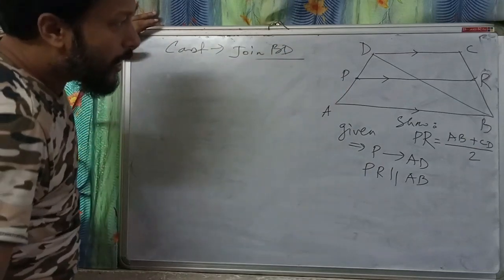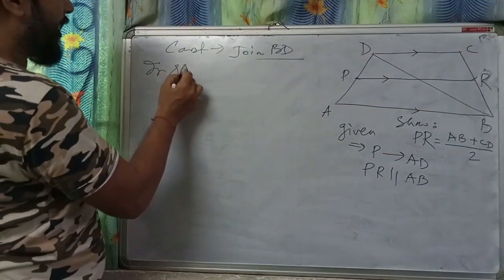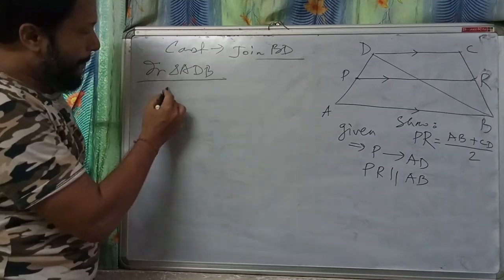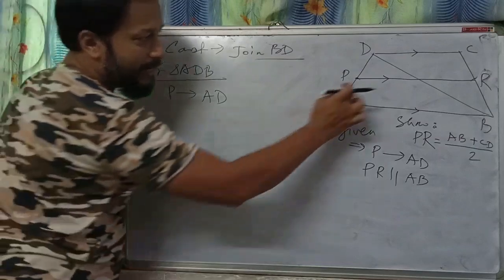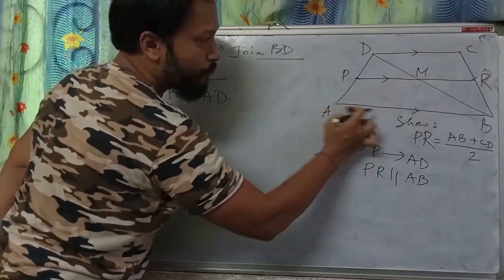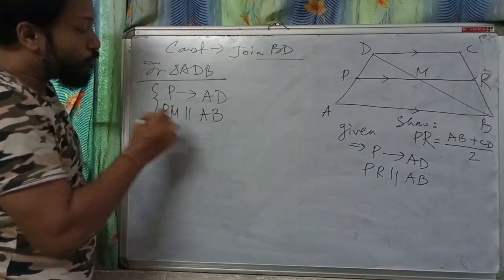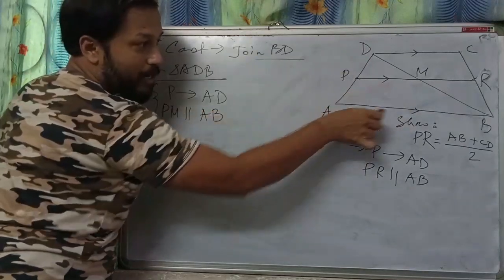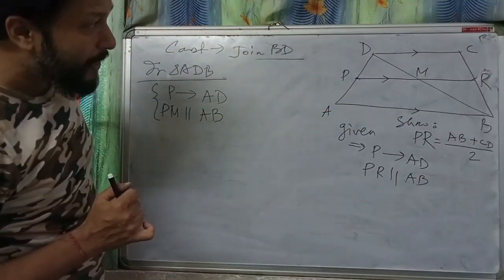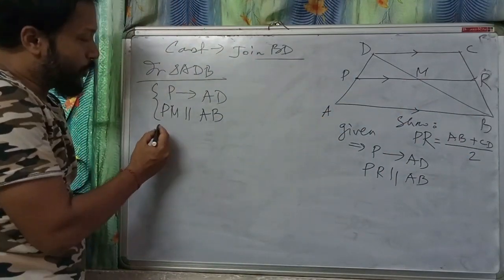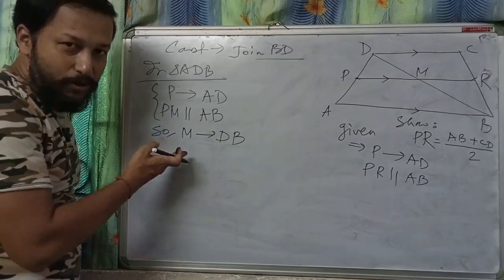Okay, BD we are joining. Now see this triangle, triangle ADB. In triangle ADB, P is the midpoint of AD. And say this is M. PM is parallel to AB. That is also given in the question. Now these two are given: P is the midpoint of AD and PM is parallel to AB. When these two are given, then I can say that M is the midpoint of DB. I can say that by using the midpoint theorem.